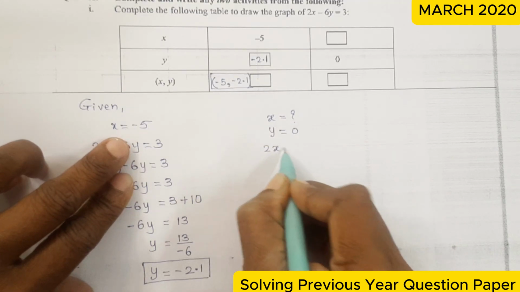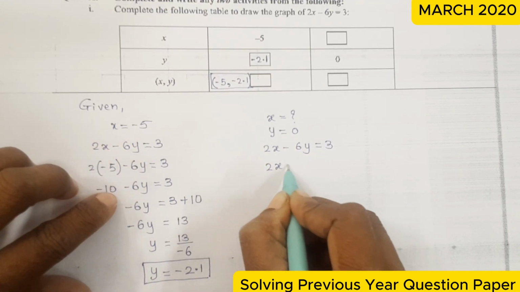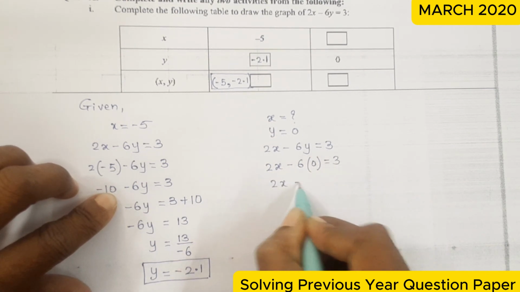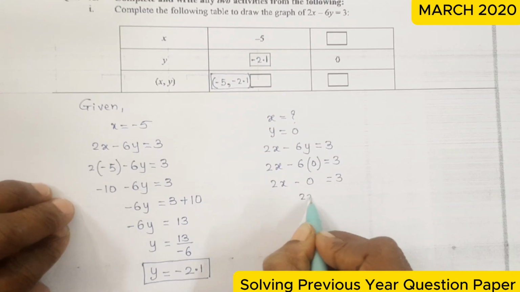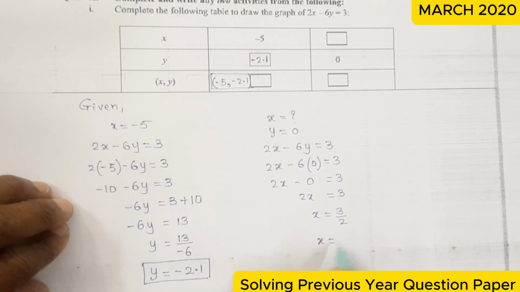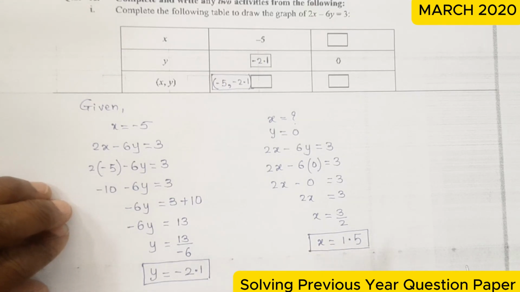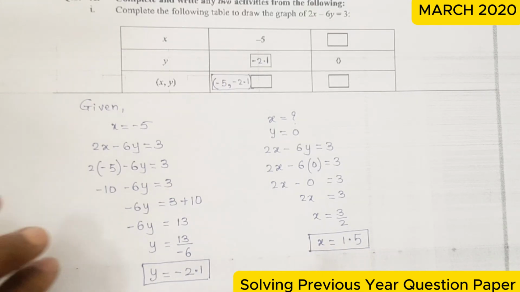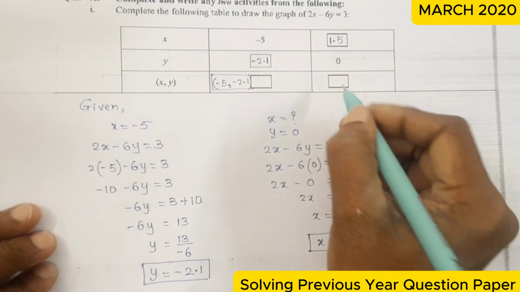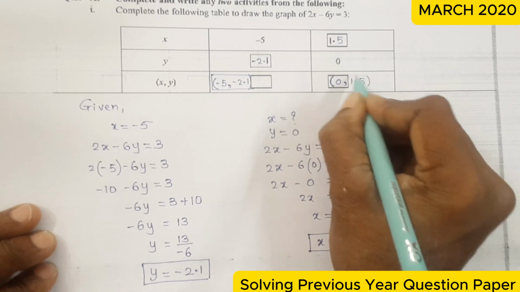So now, students, 2x minus 6y is equal to 3. Then 2x minus 6 multiplied by y, that is 0, is equal to 3. So 2x minus 0 is equal to 3, so 2x is equal to 3. So x is equal to 3 upon 2, and that means x is equal to 1.5. Very easy. So now you write down 1.5, and then the coordinate is (0, 1.5).